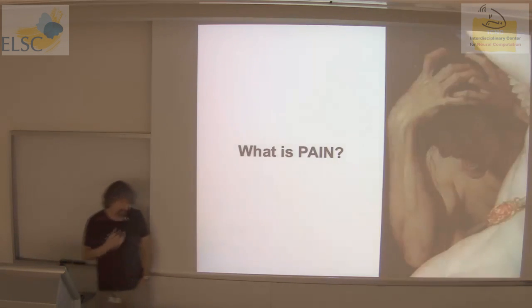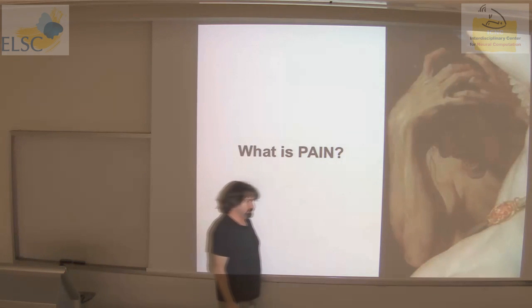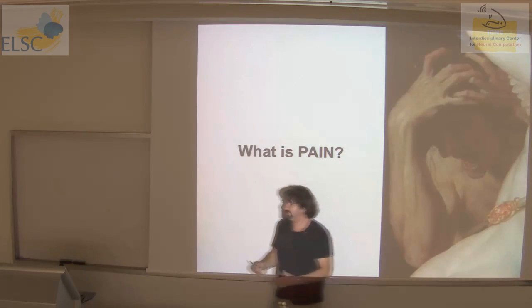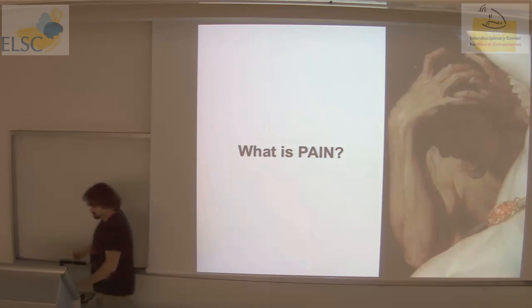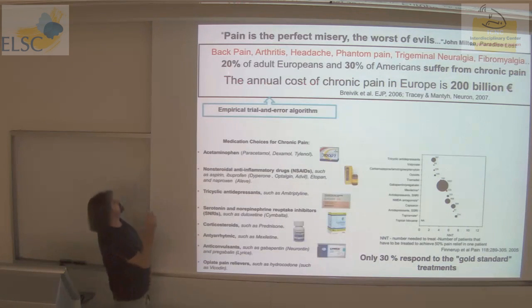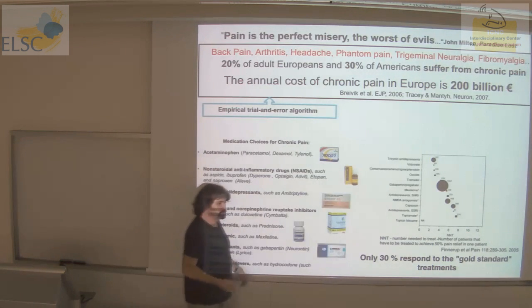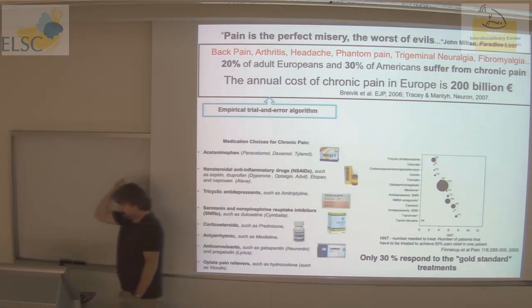So I'm not very good at answering the question of what pain is. And since I'm not very good at it, I'm going to the literature and I'm going to use a poetic explanation, and I really like this one. I'm sorry, it's pretty upstairs. Pain is a perfect misery, the worst of evils. John Milton, Paradise Lost. So is it indeed the worst of evils?